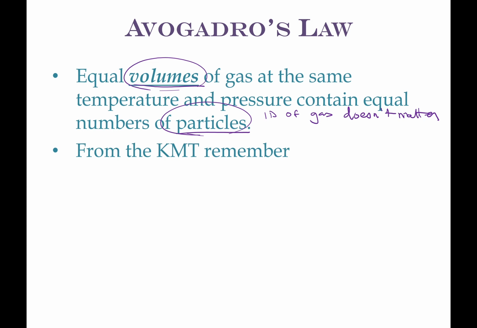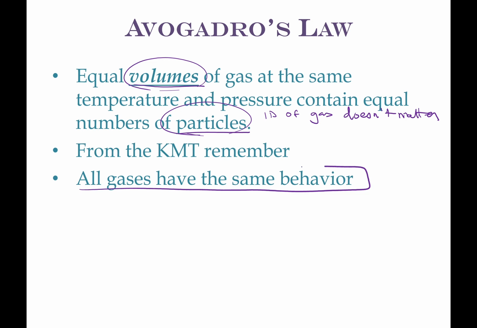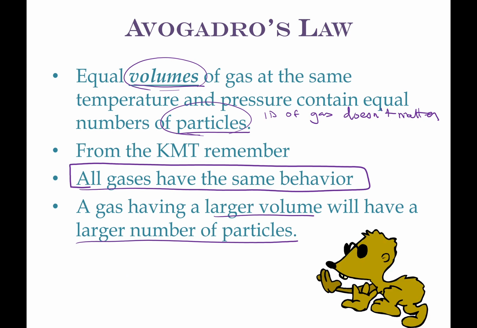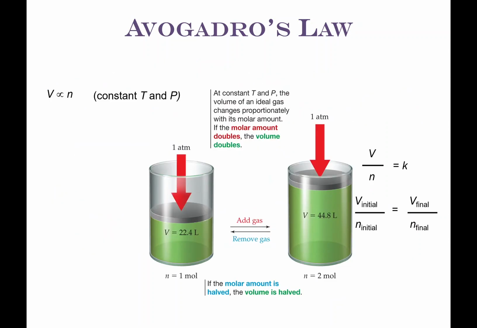So from the kinetic molecular theory, when we talked about some assumptions and other things, all gases have the same behavior, no matter what their identity. That means that gases that are having a larger volume will have a larger number of particles. If it has equal volumes, they have the same number of particles. That just intuitively says if one has a larger volume, it must have a larger number of particles. But keep in mind, this is with all the other variables being kept constant. So this is known as molar volume. Well, we'll talk about molar volume in a minute.